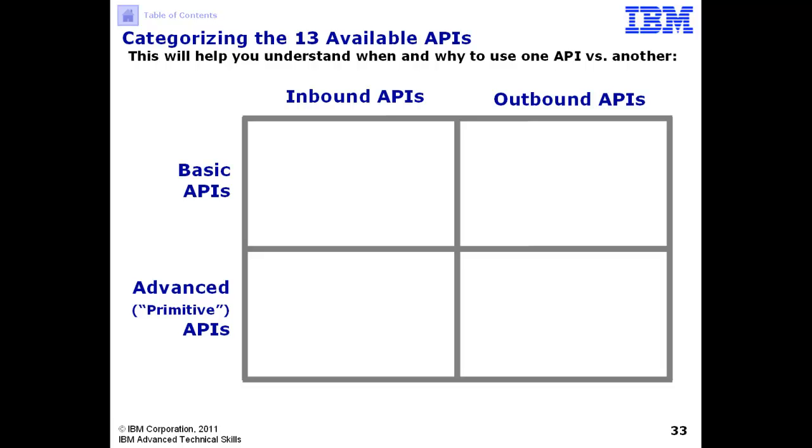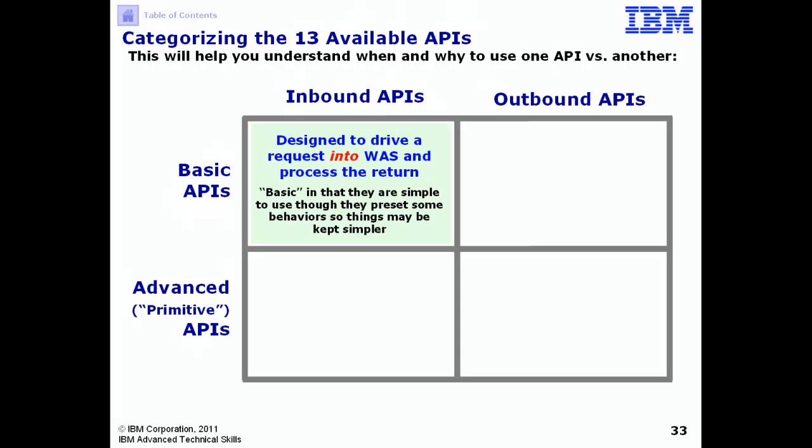The term primitive is often used as well. Consider advanced and primitive to mean the same thing for any discussion on the WOLA APIs. The inbound basic APIs are used to call into WAS from the external address space. They are termed basic because they are the most simple to use. But note, to make them simple, the designers of WOLA made assumptions about the behavior of the API. That behavior may be perfectly acceptable to you, and if so, then using the basic APIs makes things very easy.